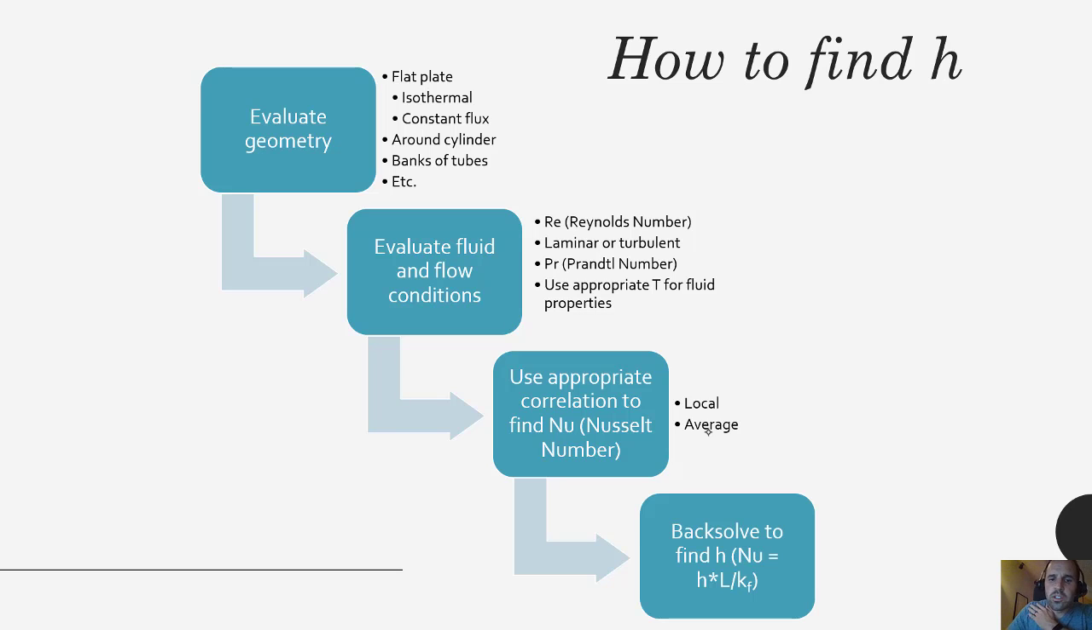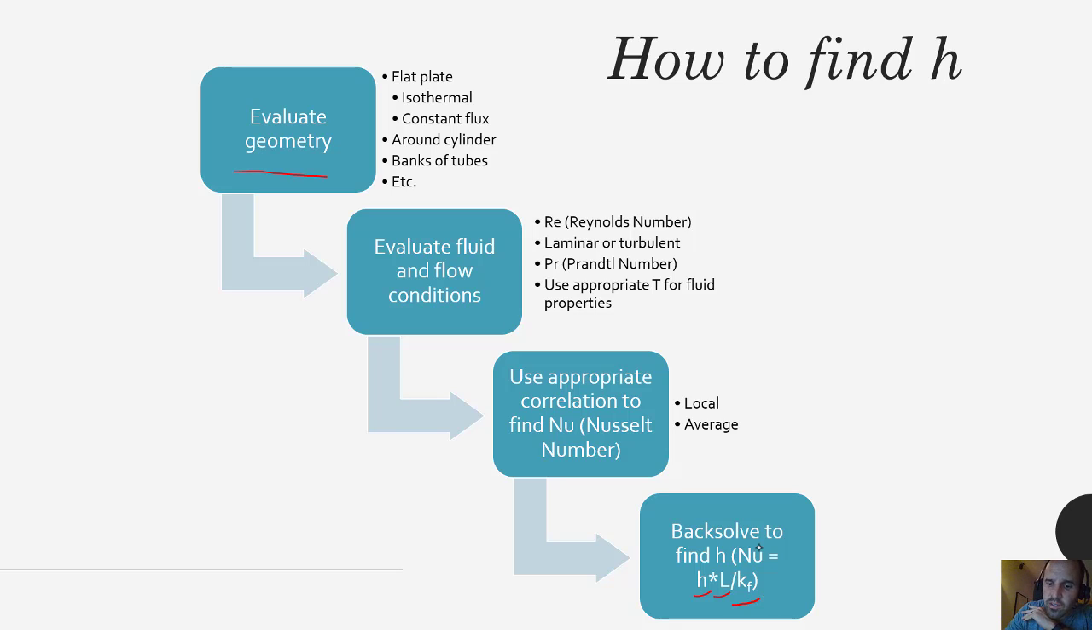Once you know the Nusselt number from a correlation, you would then use the definition of the Nusselt number. The Nusselt number is defined as h, the heat transfer coefficient, times L, a characteristic dimension typically a function of the geometry, over k_f. This actually looks quite a bit like the Biot number, however it is very different.